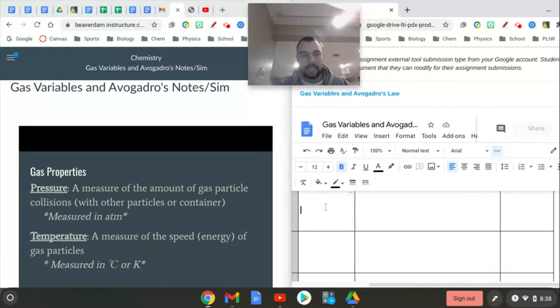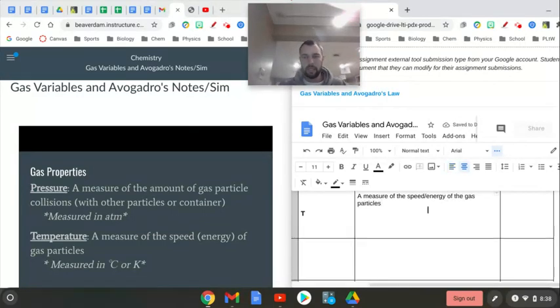All right, next is temperature. Temperature is going to be a T. Definition of temperature. Okay, we talked about this in our last unit. It's a measure of the speed. Sometimes we say energy because the energy is coming from the speed of the gas particles. Okay, and that can be measured in two different ways.